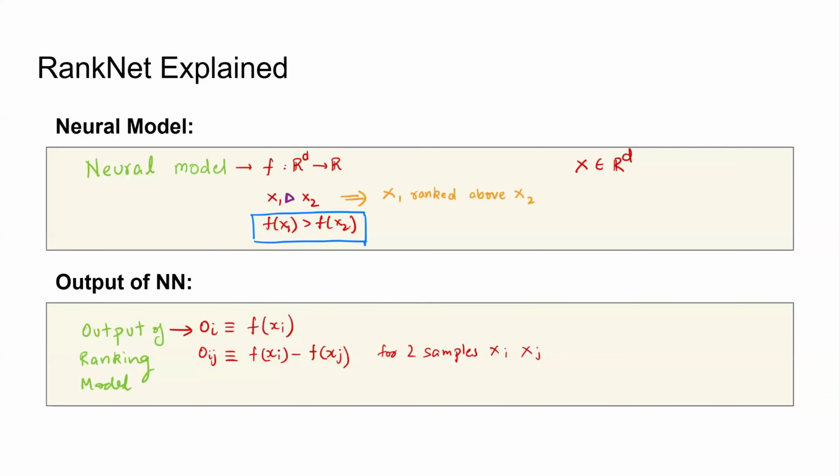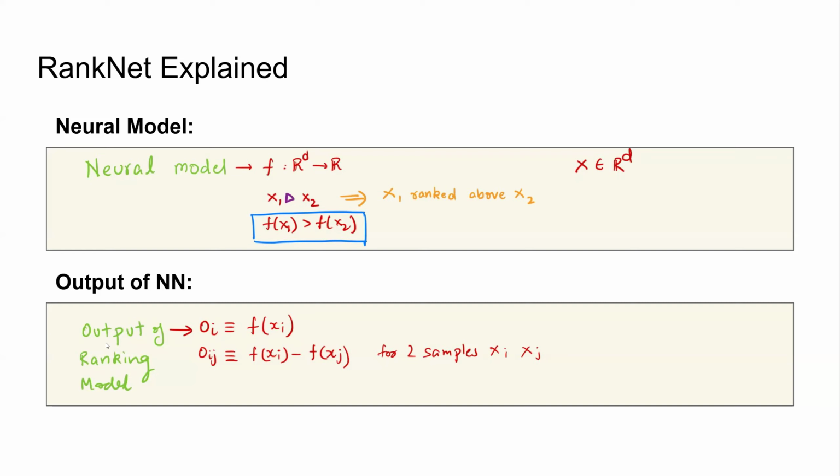RankNet consists of a neural model. We give a d-dimensional input and we get a single real value for it. For instance, if document X1 is ranked higher than document X2, my model should output that f of X1 should be greater than f of X2. We will see what the d-dimensional vector means. We compute the d-dimensional vector for each document to represent it in some higher space.